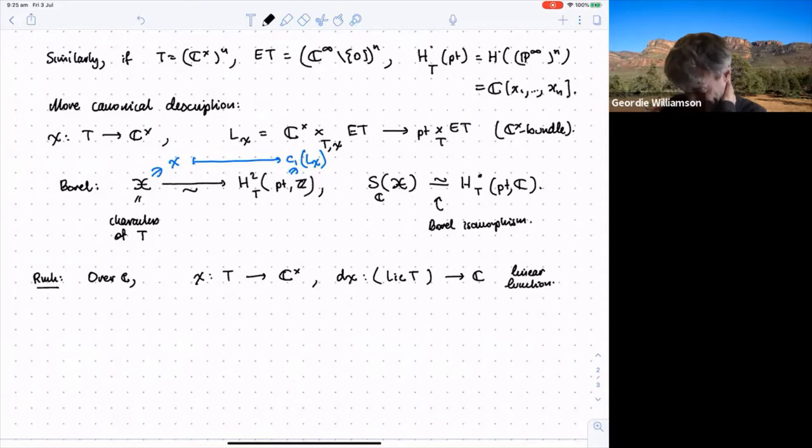And we can rephrase the Borel isomorphism as being an isomorphism between the regular functions on the Lie algebra and the T equivariant cohomology of a point with C coefficients. Okay. And this is the version that we'll use today.